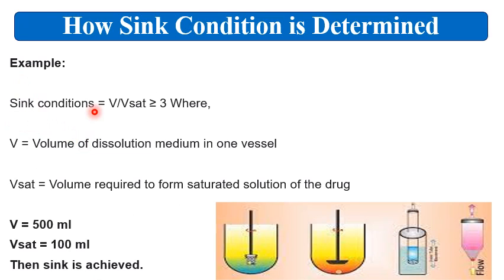Another example is sink condition. V by Vsat should be equal to or greater than 3, where V is the volume of dissolution medium in one vessel and Vsat is the volume required to form a saturated solution of the drug. Suppose the volume of dissolution medium is 500 ml and the volume required for saturation solubility is 100 ml. That means 500 divided by 100 will give you 5, and since it is more than 3, that is it is 5, sink condition is achieved.